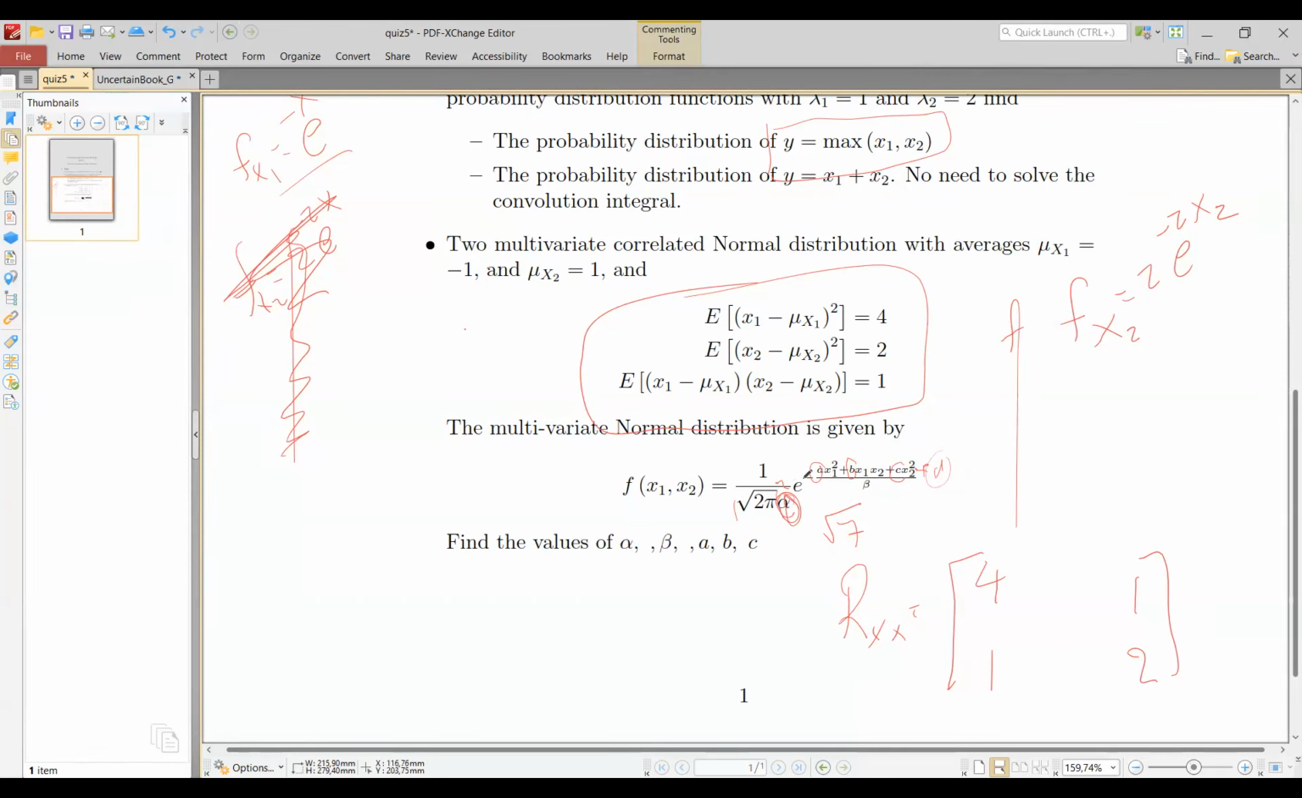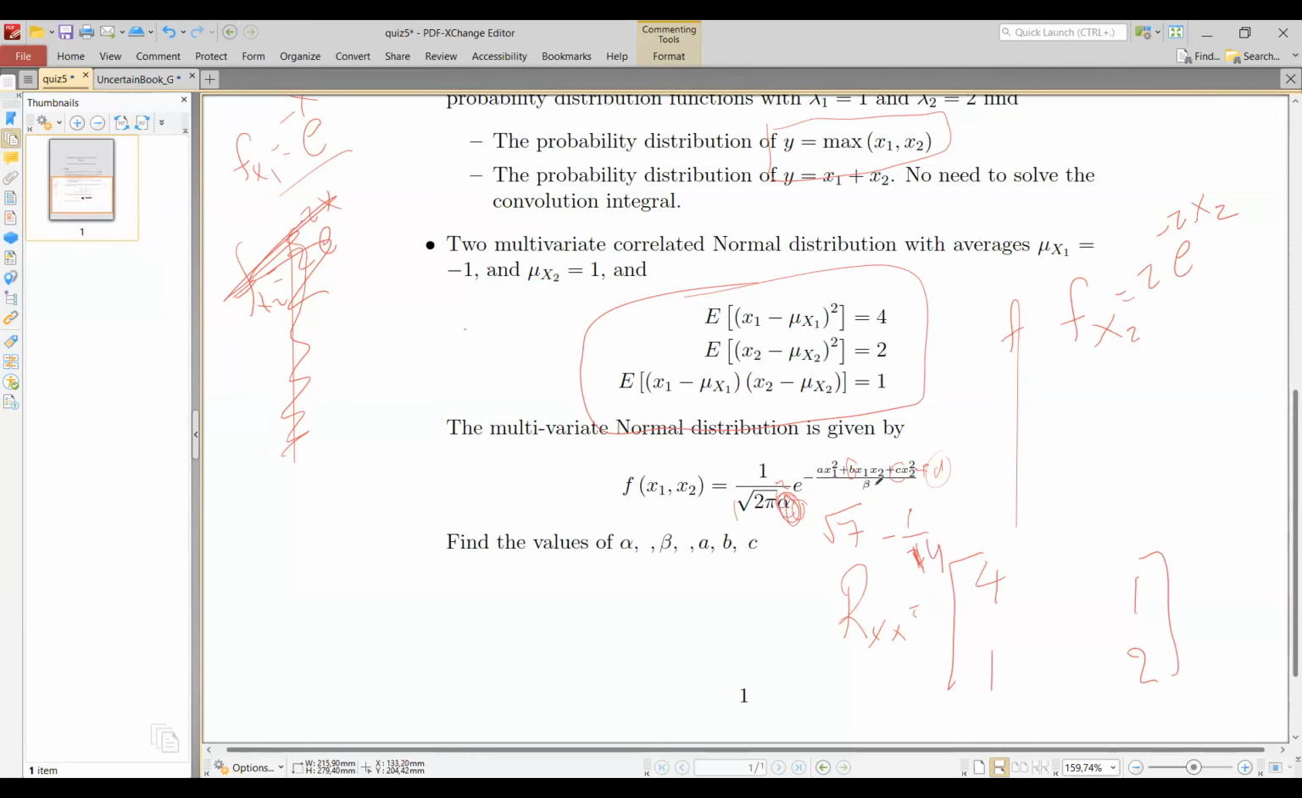Okay, and here of course we have 1 divided by, we have already minus half, and then we have beta equal to 7. So here it will be divided by 14. So beta equal to 14.